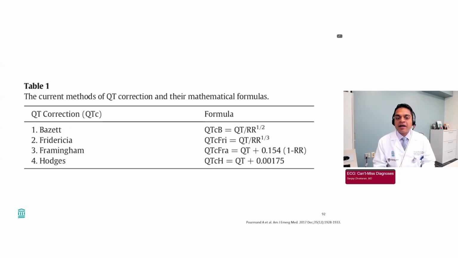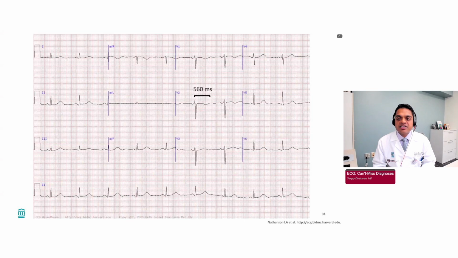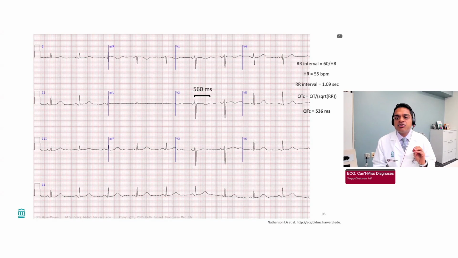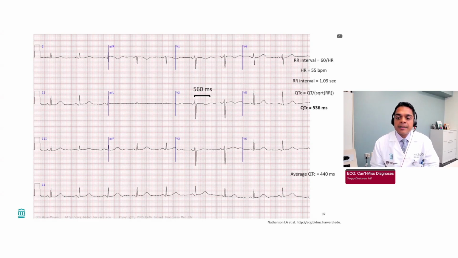So one, let's go through how we calculate a QTC. Bazett is the most common method, and it's the one that I use. And what it really gets into is the following. One, you measure the QT interval. And then 2, you use the heart rate to determine the RR interval. And then the way you get the QTC is that you take the QT and you divide by the square root of the RR interval in milliseconds. And so this patient had a QTC of 536 milliseconds.